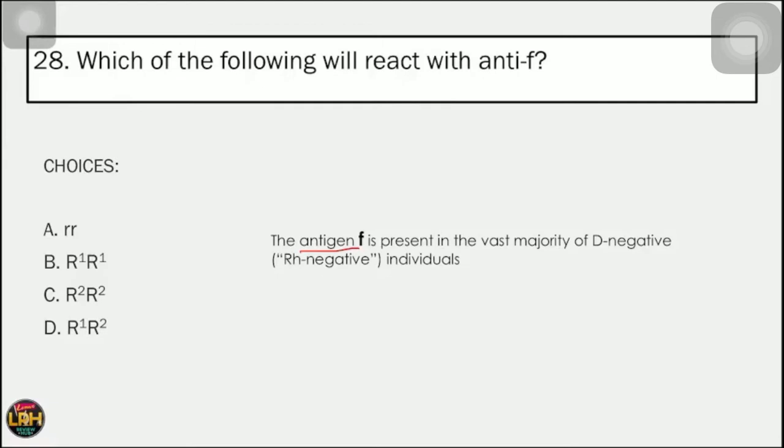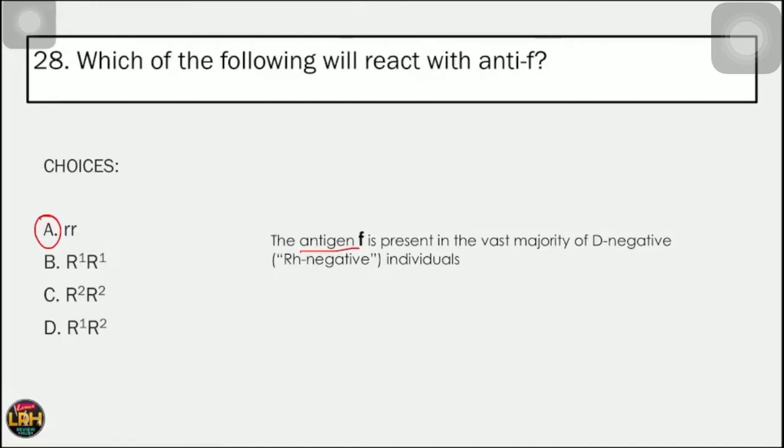Although this antigen is said to be one of the unusual phenotypes and included in the rare alleles of the Rh system, this antigen F, if produced with anti-F, this anti-F is a very reactive antibody that is capable of causing hemolytic disease of the newborn and transfusion reaction. So, for number 28, the answer is letter A.